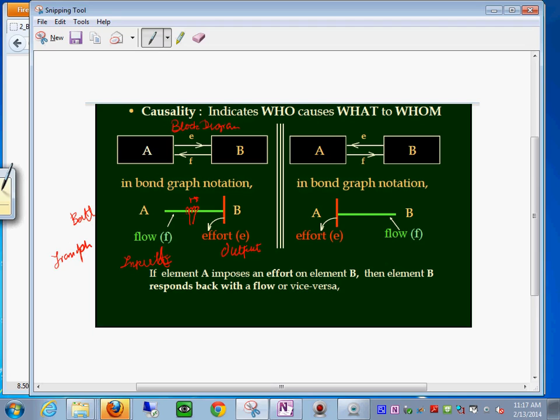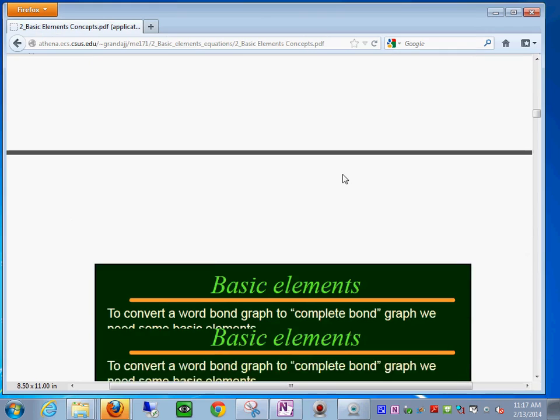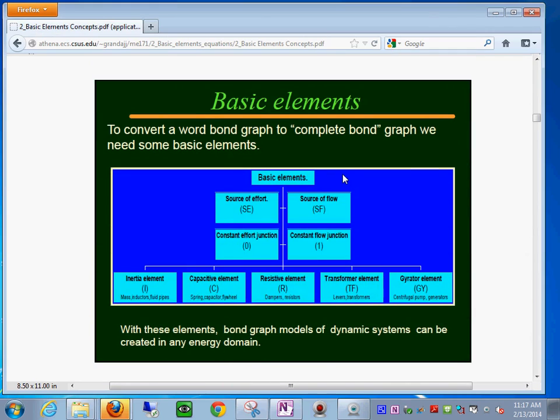All right, let's go on. In order to do this, we need 9 elements. And we need to explain the constitutive laws of all those 9 elements, which we will do next.